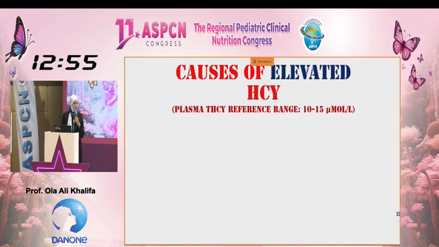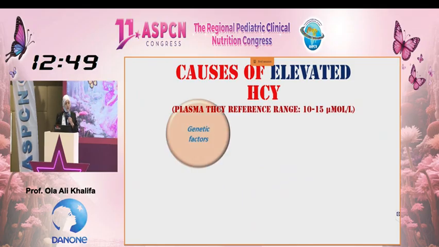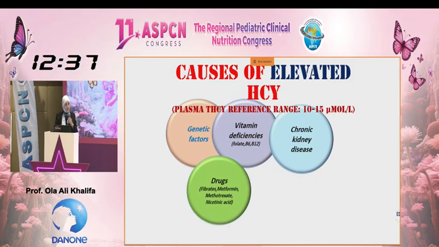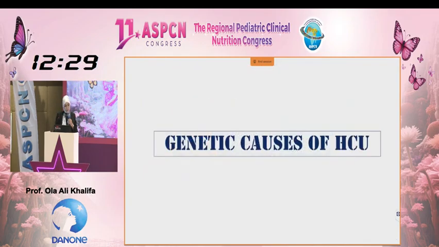Etiology of elevated homocysteine: total plasma homocysteine is normally 10 to 15 micromole per liter, which can be elevated due to a variety of conditions involving genetic factors, which I'll focus on in the coming slides. Vitamin deficiency such as B6, and the main ones are folate and B12. Chronic kidney disease, drugs such as fibrate, metformin, methotrexate, and nicotinic acid. Smoking also can elevate plasma total homocysteine.